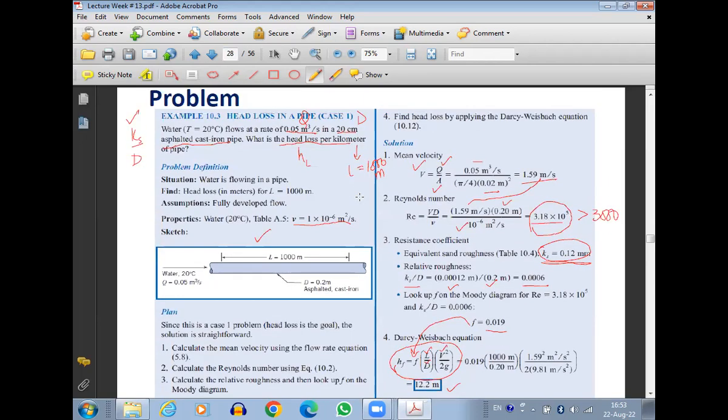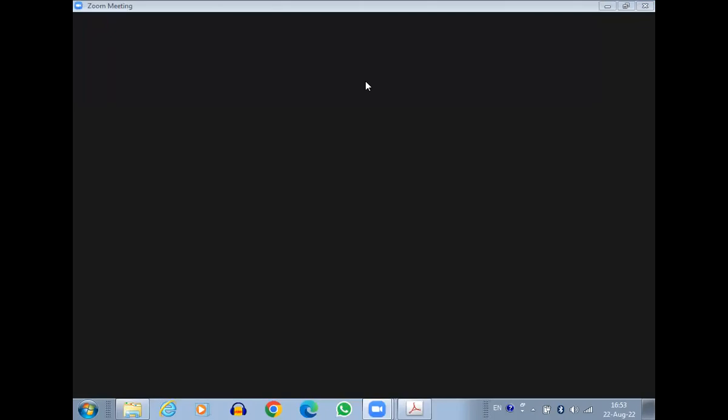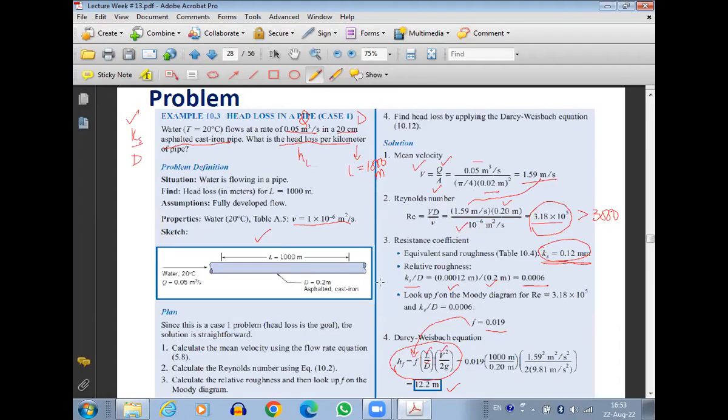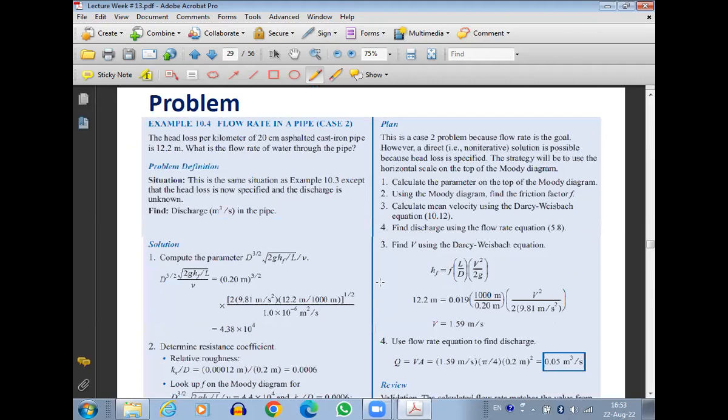So that's the solution of this problem. If there is anything within the solution of this problem which is not clear, please feel free to ask. Okay, let's move over to the next problem.